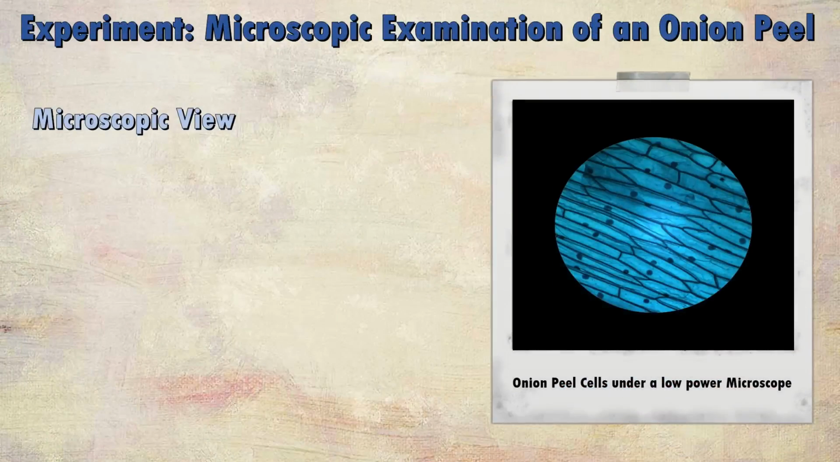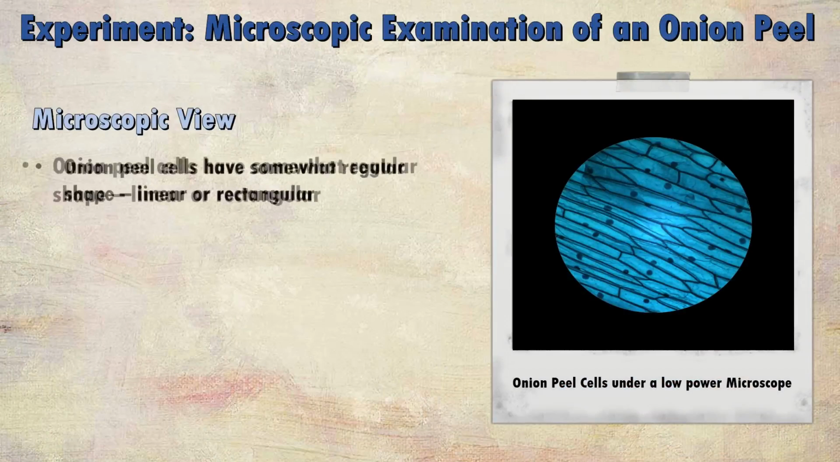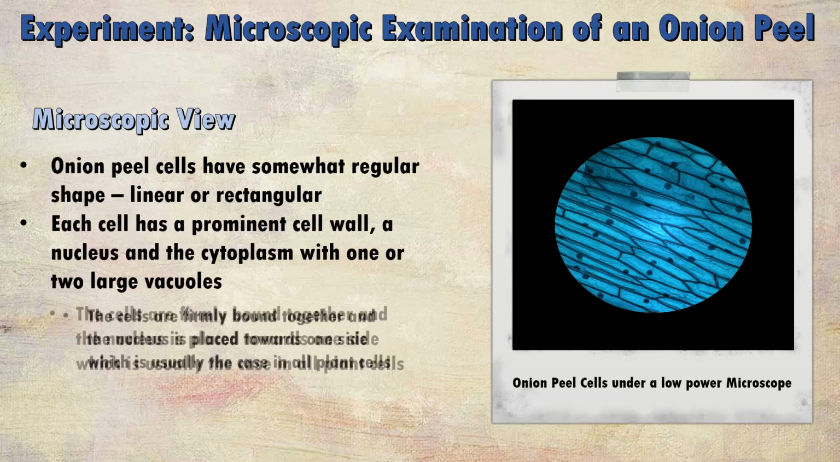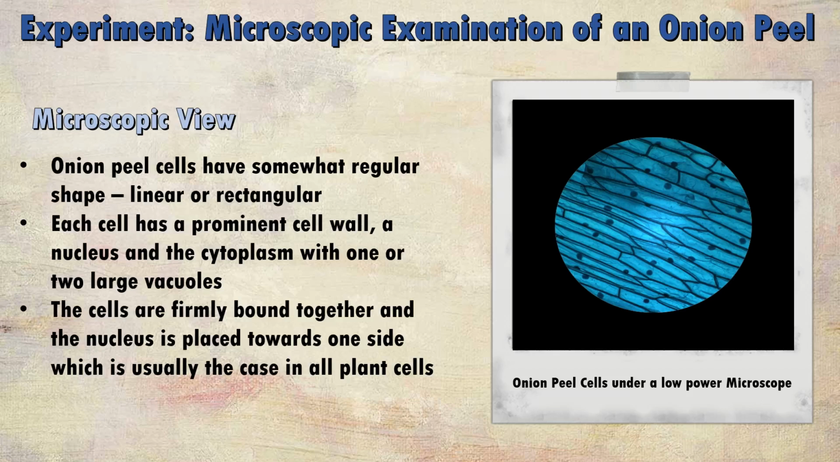So here's what the cell will look like under the microscope. Note, onion peel cells have somewhat regular shape, which is linear or rectangular. Each cell has a prominent cell wall, a nucleus, and the cytoplasm with 1 or 2 large vacuoles. The cells are firmly bound together, and the nucleus is placed towards one side, which is usually the case in all plant cells.